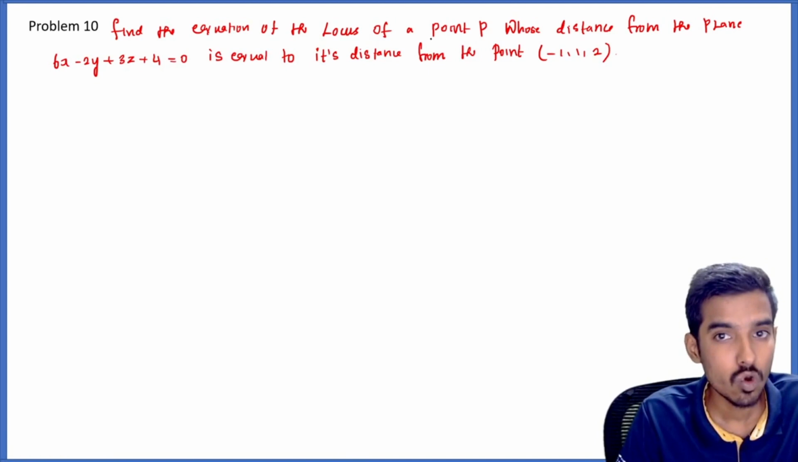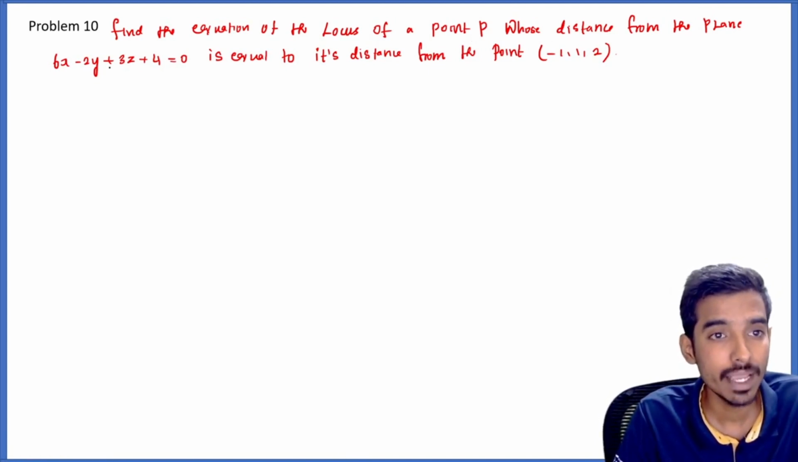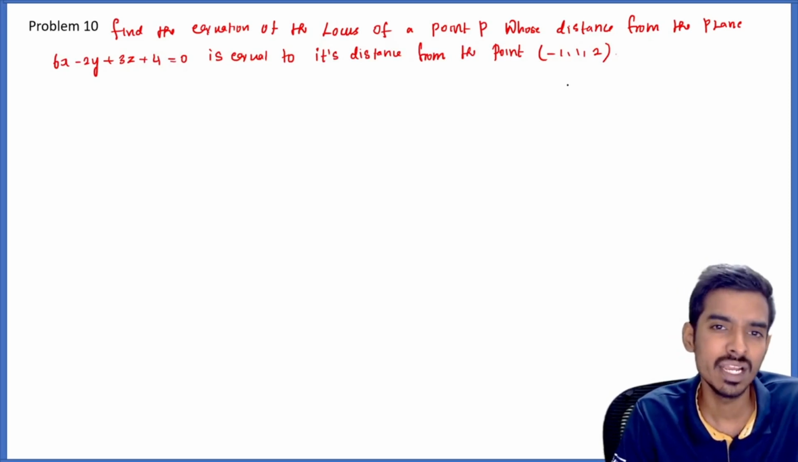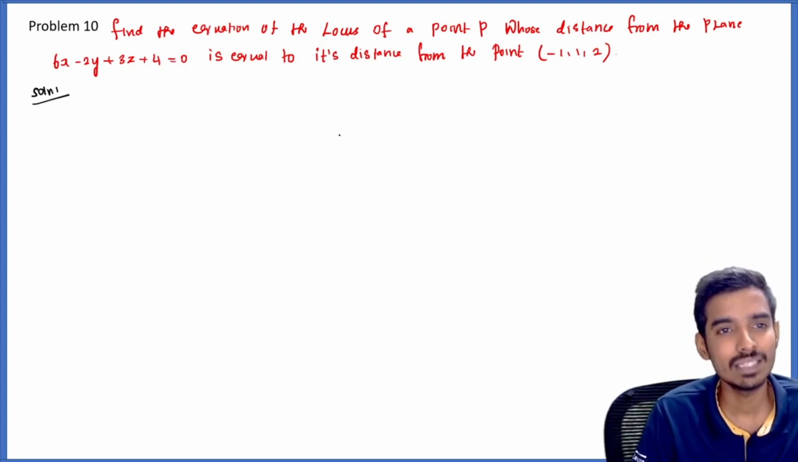Find the equation of the locus of a point B whose distance from the plane 3x minus 2y plus 3z plus 4 is equal to 0 is equal to its distance from the point minus 1 comma 1 comma 2. Right? I think it's a very easy problem, right? The question seems to be complicated, but these are very easy.